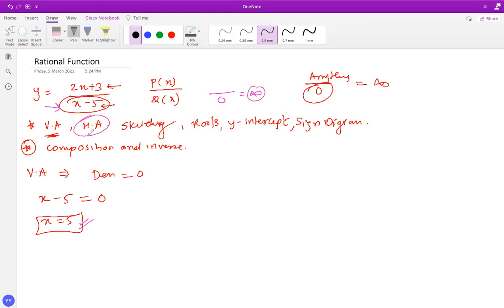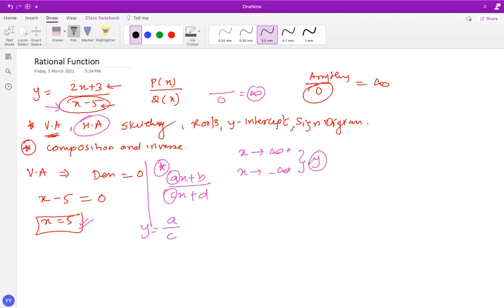Now, for the horizontal asymptote, there are actually multiple ways you can think of. There are two different ways. First, if you've got (ax plus b) over (cx plus d), the shortcut is that you could just take the coefficients, here a and c. So I could take a over c as the horizontal asymptote. Now, the concept of the horizontal asymptote is: when x is positive infinity or x is negative infinity, what's your y value? So that's the horizontal asymptote.